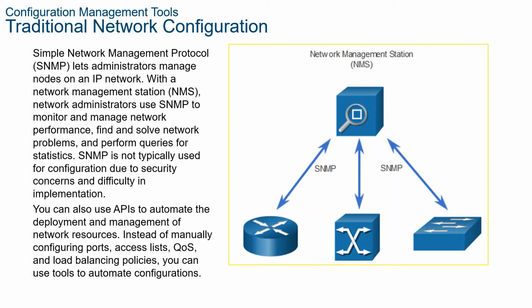You can also use APIs to automate the development, deployment, and management of network resources. Instead of the network administrators manually configuring ports, access lists, quality of service or QoS, and load balancing policies, they can use tools to automate configurations. These tools look into network APIs to automate the routine network provisioning tasks, enabling the administrator to select and deploy the network services they need. This can significantly reduce many repetitive and mundane tasks to free up time for network administrators to work on more important things.